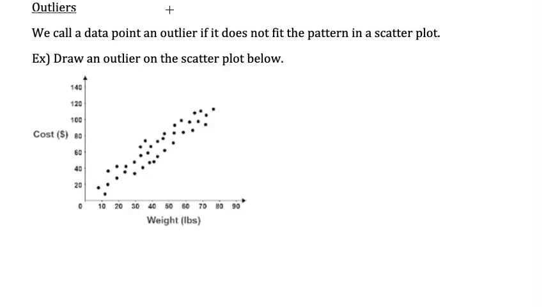Now when we have a data point that does not fit the pattern in a scatter plot, we call that point an outlier. So let's just draw an outlier on the scatter plot. These points are all roughly following this linear pattern, but if we put a point over here, that point doesn't fit this pattern at all. So this point is an outlier.